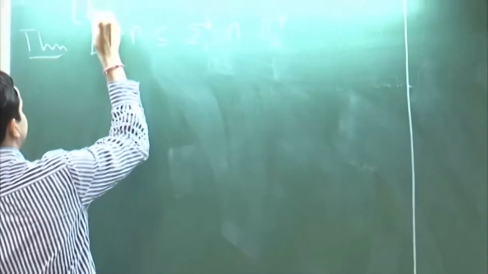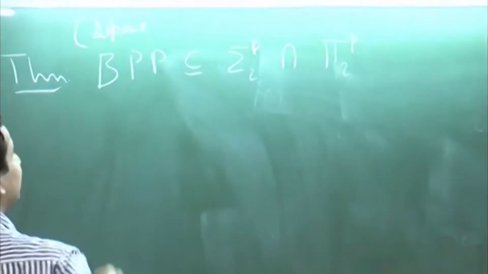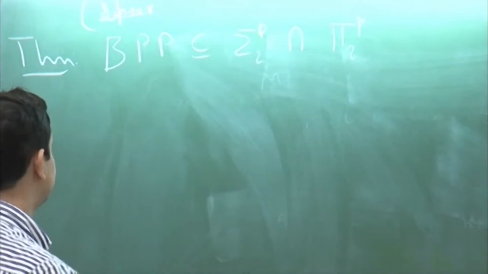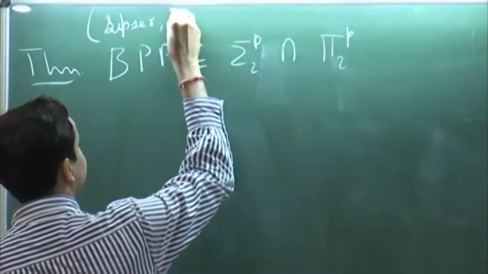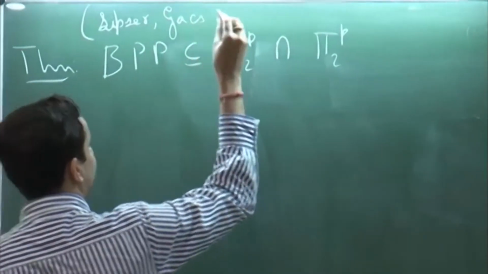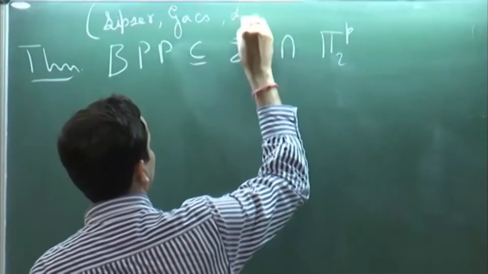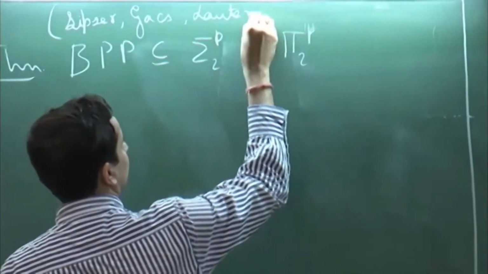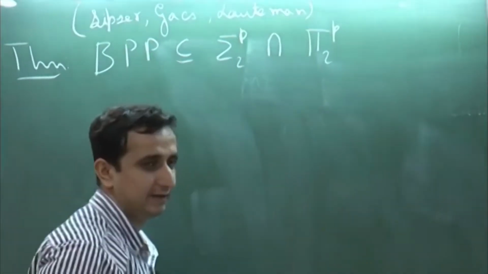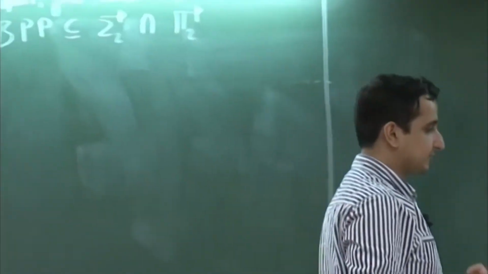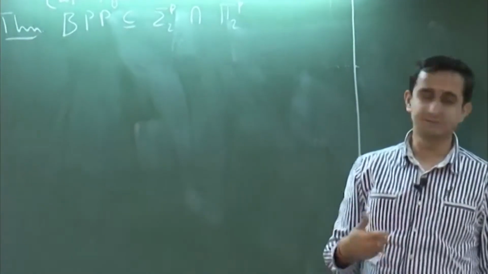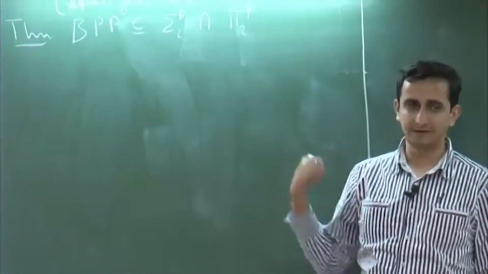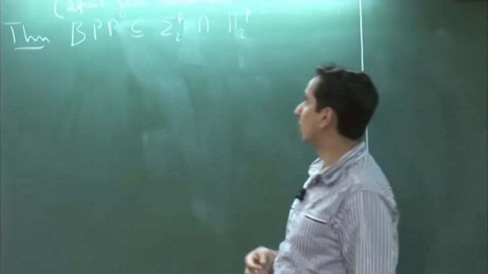Sipser, I think in the late 70s, proved that BPP is in the polynomial hierarchy, and then this result was due to Gács and Lautemann in 83. Gács actually gave the first proof that BPP is in Sigma 2 intersect Pi 2, but Lautemann subsequently gave a simpler proof. In fact, the proof that we will discuss now is due to Lautemann.